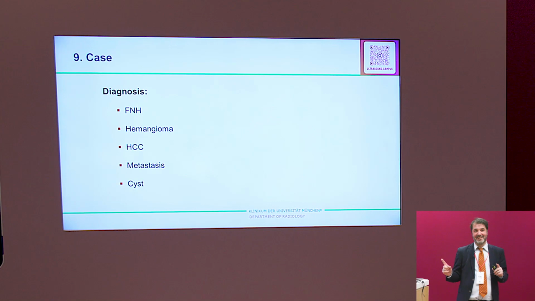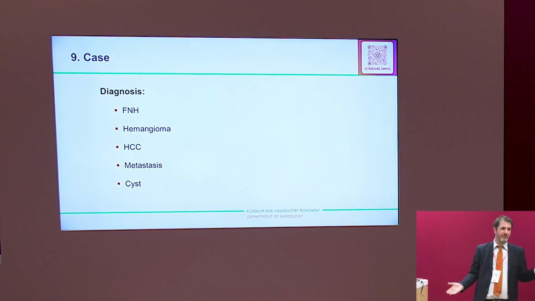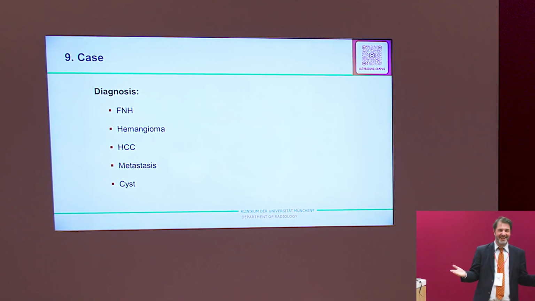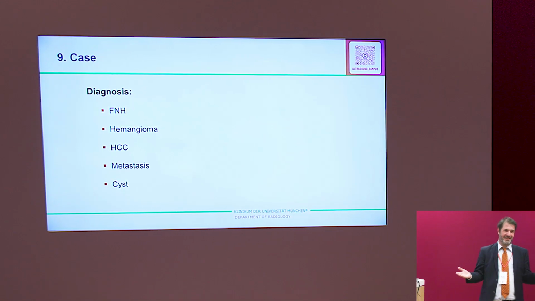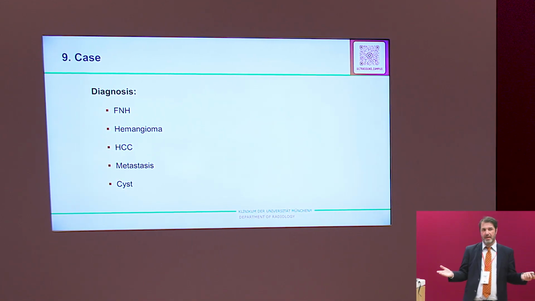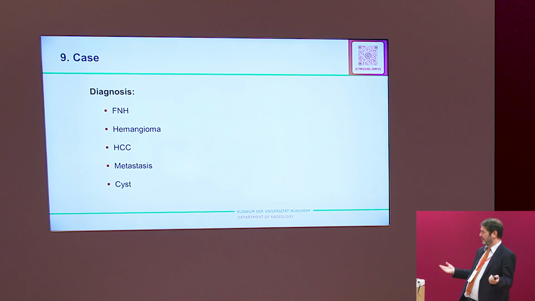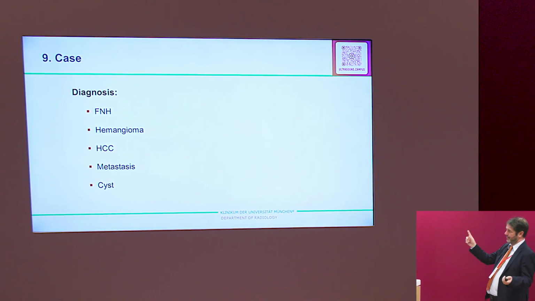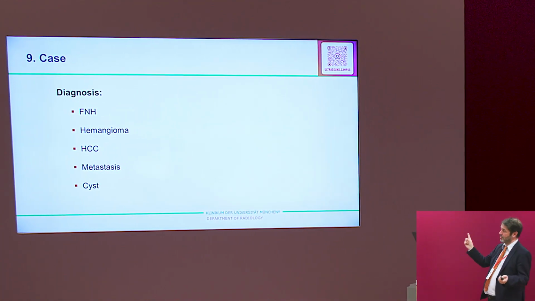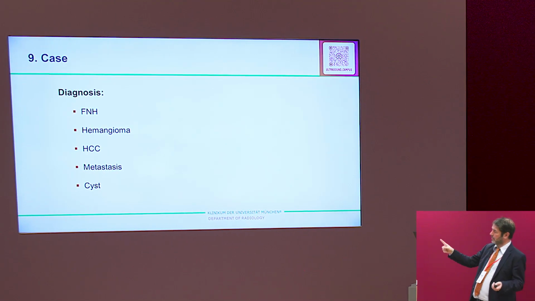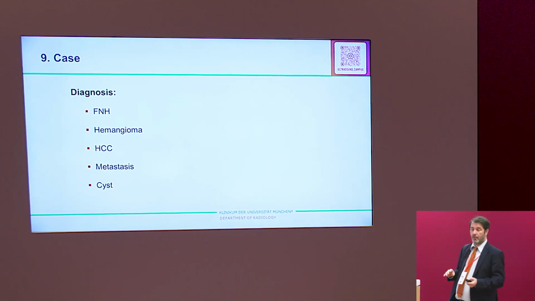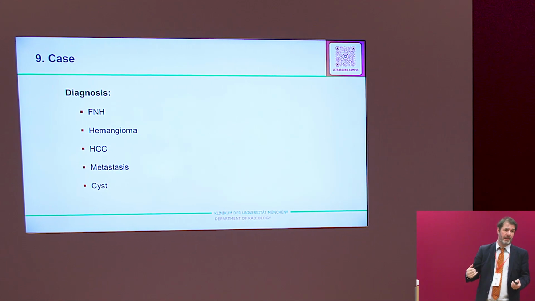It's a 50-50 chance. It's very easy. Malignant. Yeah. So we can exclude the FNH, we can exclude the hemangioma, we can exclude the cyst. The washout was very late, that's the reason why it's an HCC.